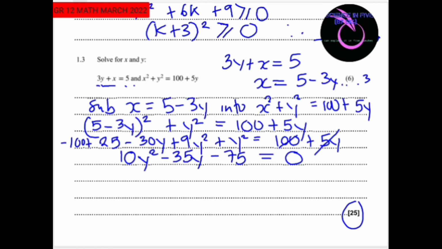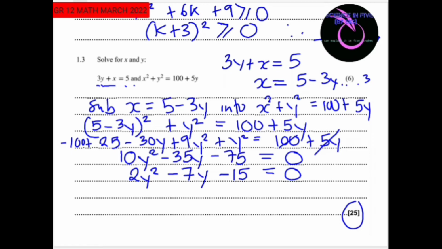How would I solve this equation? Maybe if I divide this, it seems like the first term is 10, second term is 35, 75. These are all divisible by 5. So 10 divided by 5 is 2, 2y squared. Negative 35 divided by 5 is negative 7. Negative 75 divided by 5, negative 15, equal to 0.